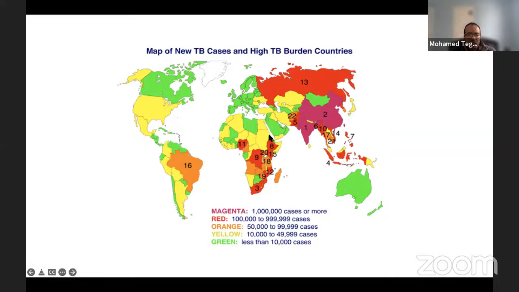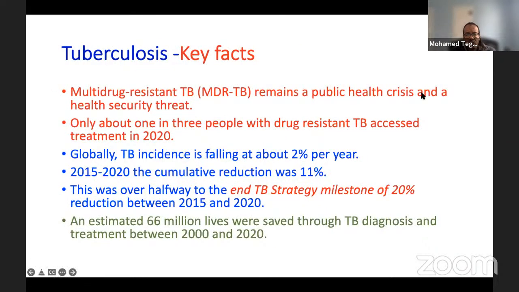But what we can take from this, basically, is that TB is everywhere, and definitely it's a problem that needs to be addressed appropriately, and otherwise it's a very serious killer. As I just mentioned, it's the second-ranking killer after COVID-19 in the year 2020.